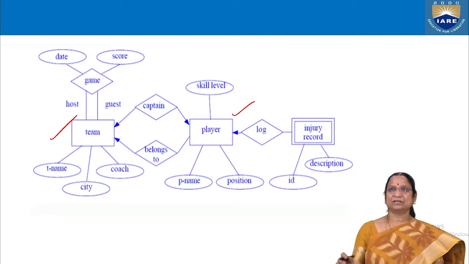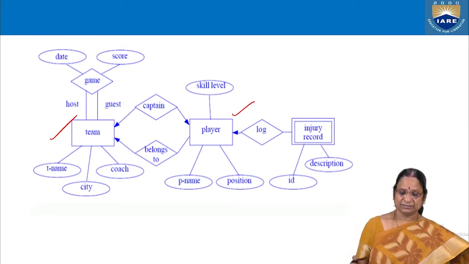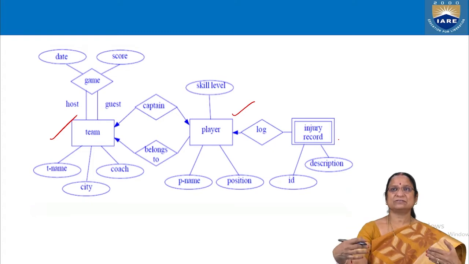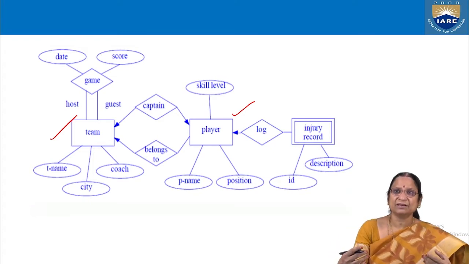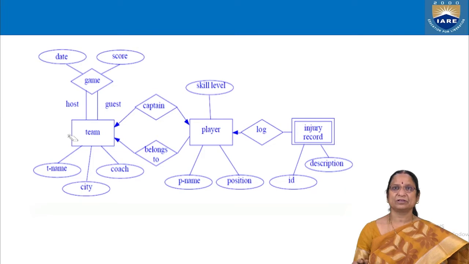So that's why injury ID as well as description, what type of injury. This is connected with log. Each player is having a set of injuries, no? So a record of injuries will be there. So with the log file, each player is connected with the injury log file, which is a weak entity set.